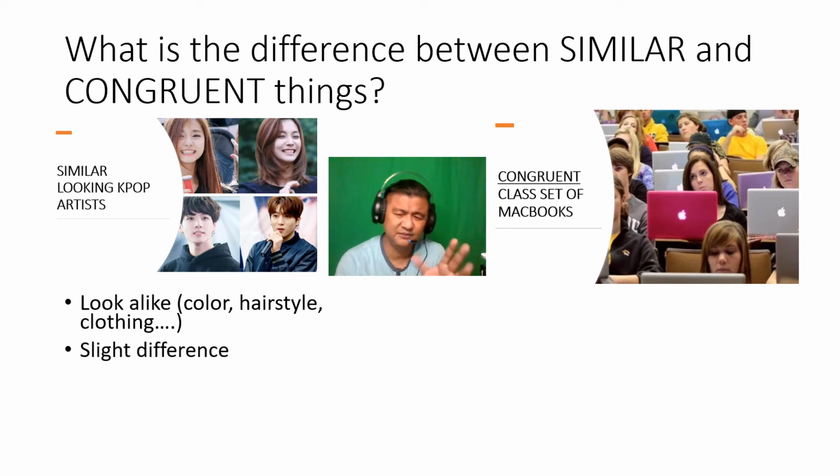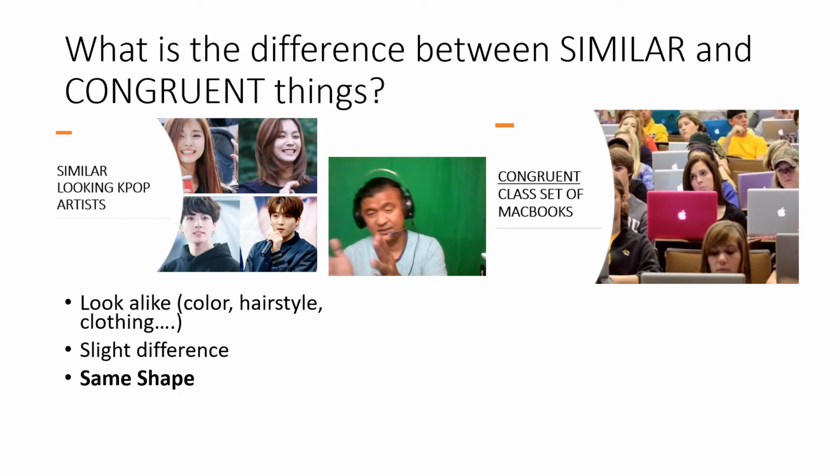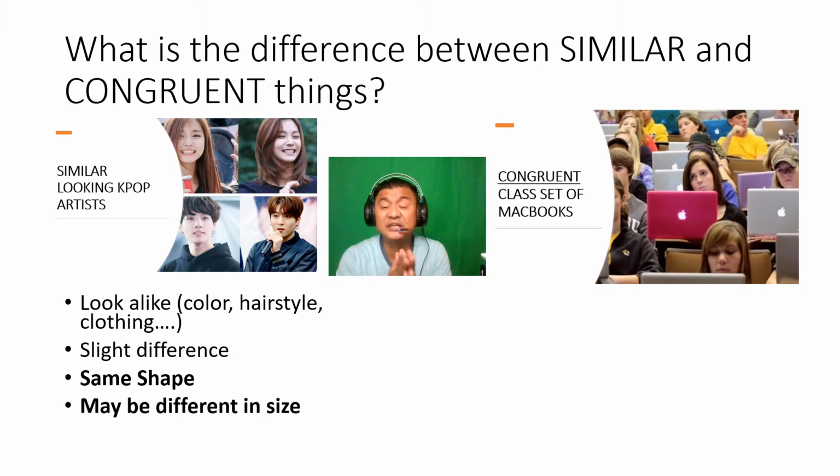There's a slight difference. Okay, that's acceptable. What else? They have the same shape, right? If one lady is skinny, the other lady is skinny. Okay. What else? But maybe different size. Of course, they cannot be exactly the same. So again, that's similar. On the other hand, we see congruent.